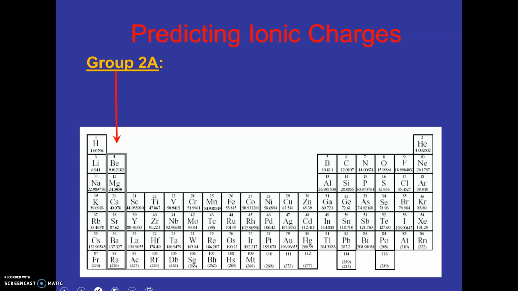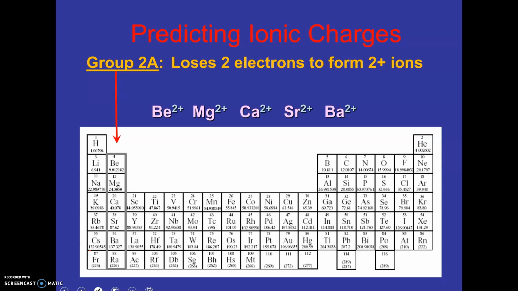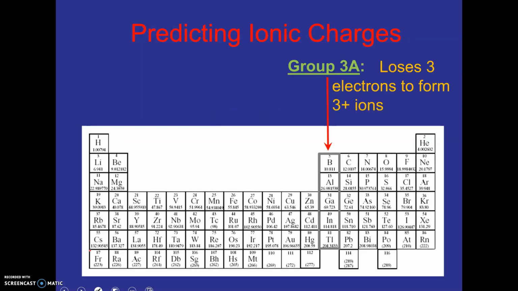All right, group 2A, same situation. They have 2. They either have to gain 6 or lose 2. They're going to lose 2. So look, beryllium ion, magnesium ion, etc. All right, group 3, same thing. It's going to be easier to lose 3 than to gain 5 in order to get 8. So here's some examples: boron ion, aluminum ion, gallium ion.